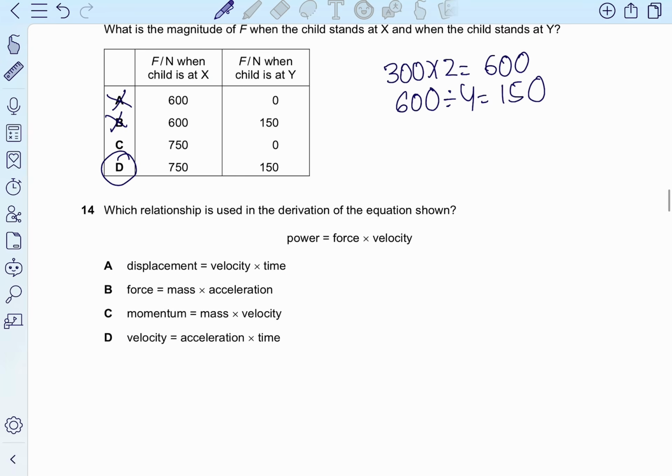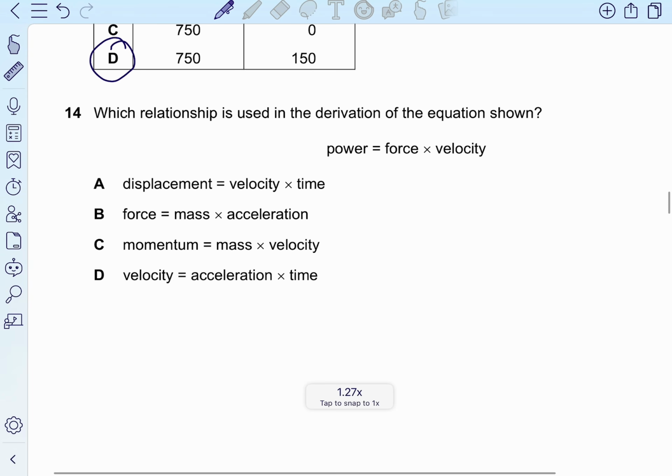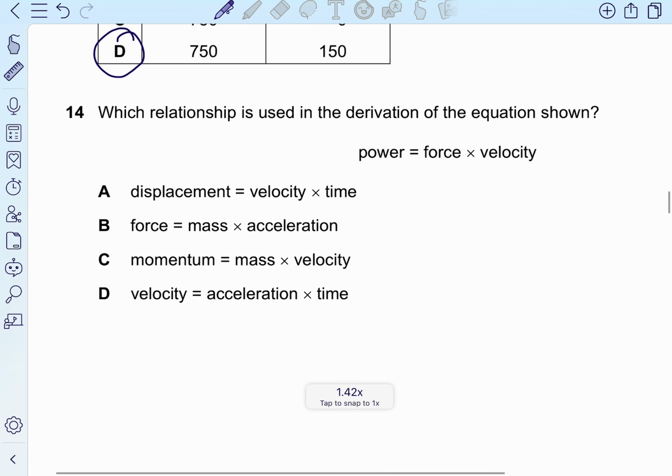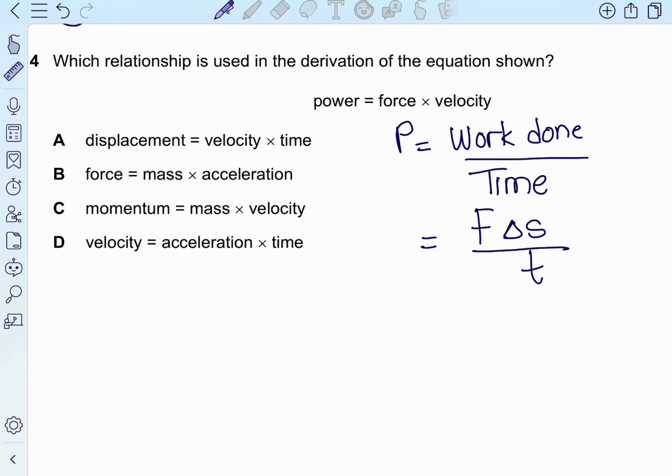Now we'll move on to question number 14. Which relationship is used in the derivation of the equation shown below? Power is force into velocity. Now we know that power is given by work done over the time taken. And work done is force into the displacement in the direction of the force, divided by the time taken. But I know that displacement over time is velocity. So I can say power is equivalent to force into velocity.